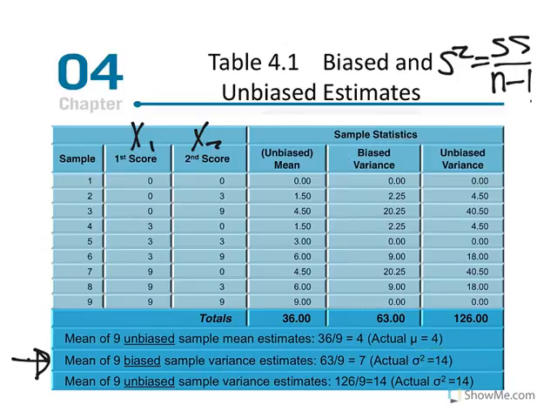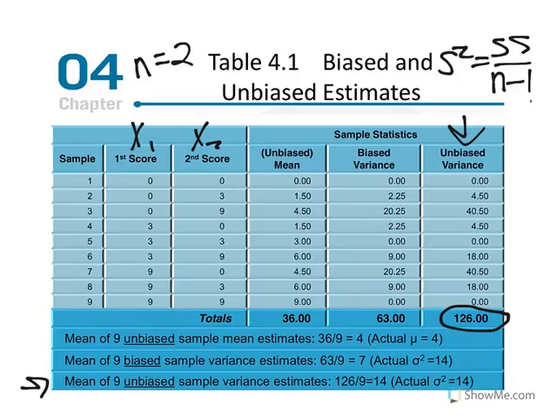So when we use that equation and we consider the 9 different samples, each with a sample size equal to 2, so we have 2 scores for each of these 9 samples. Now if we calculate variance using the correct unbiased equation that uses N minus 1 as the denominator, we produce these values, what we refer to as the unbiased variance. We do that for all 9 samples, and the sum of the sample variances is equal to 126.